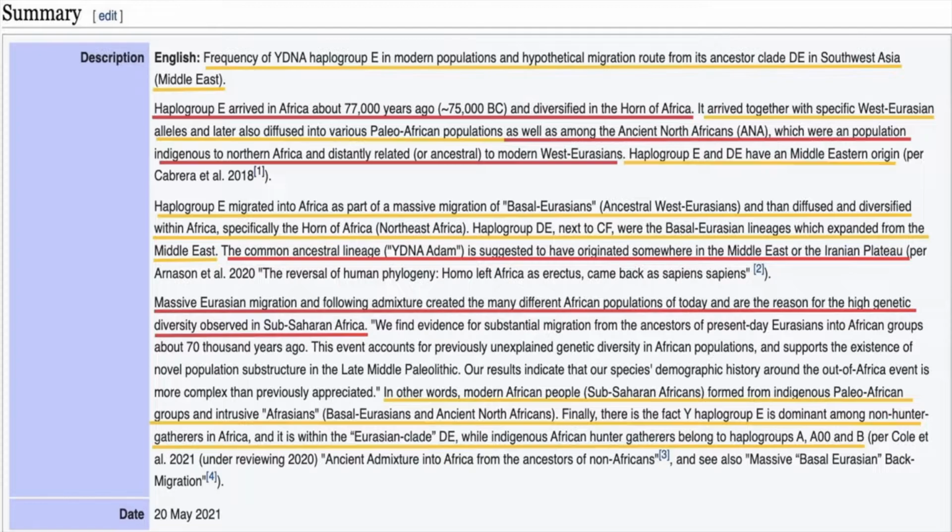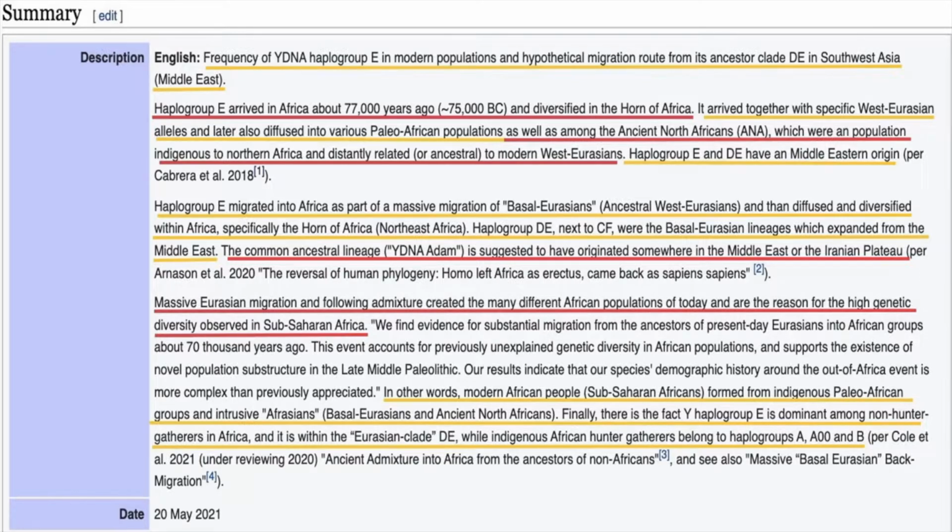Haplogroup E migrated into Africa as part of a massive migration of Basal Eurasians, ancestral West Eurasians, and then diffused and diversified within Africa, specifically the Horn of Africa, Northeast Africa. Haplogroup DE, next to CF, were the Basal Eurasian lineages which expanded from the Middle East. The common ancestral lineage, Y-DNA Atom, is suggested to have originated somewhere in the Middle East or the Iranian plateau. A massive Eurasian migration and following admixture created the many different African populations of today and are the reason for the high genetic diversity observed in sub-Saharan Africa.